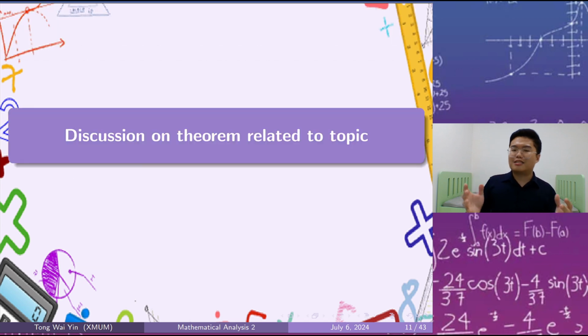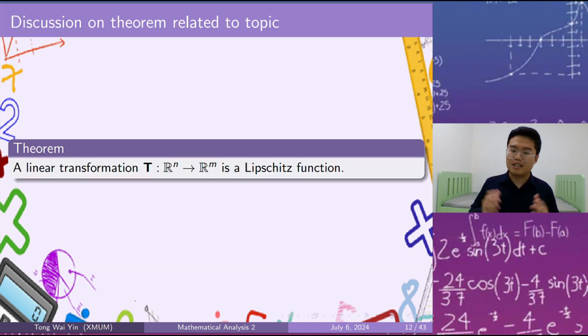Next, let's discuss a vital theorem which is related to linear transformation. That is, a linear transformation T from the n-dimensional real space to the m-dimensional real space is a Lipschitz function. Now, let's discuss the idea behind the proof of this theorem. When discussing this proof, I will use red color highlight to indicate the part of the proof which I am explaining, so that you can easily follow the flow of my proof.